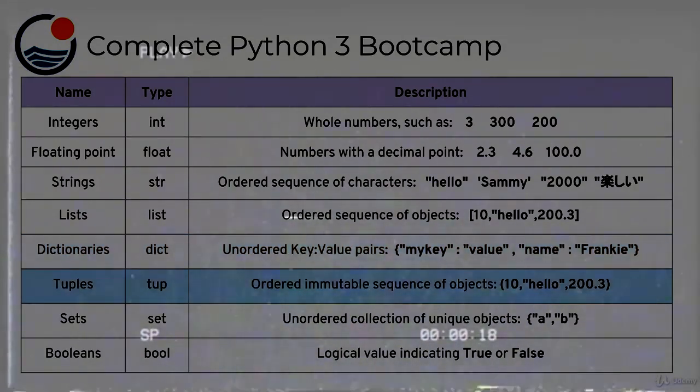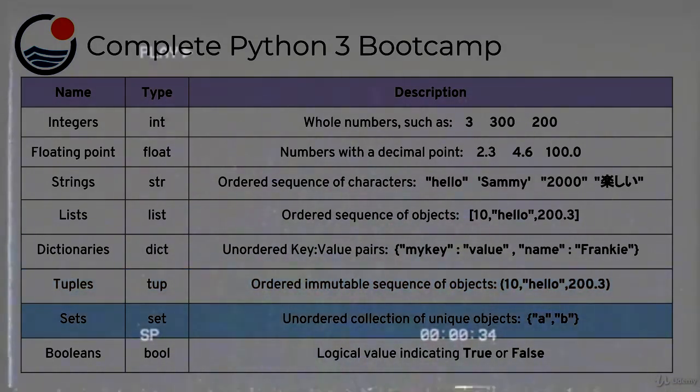After dictionaries, we have tuples, and these are ordered immutable sequences of objects. They look a lot like lists, except they have parentheses, and they're immutable, meaning you cannot change an object that's already in that sequence. We'll be discussing what immutable means in a lot more detail when discussing tuples.